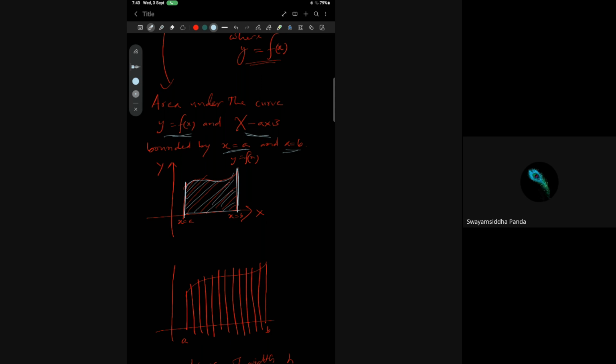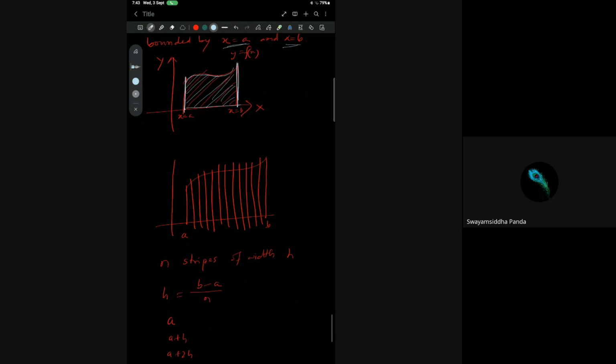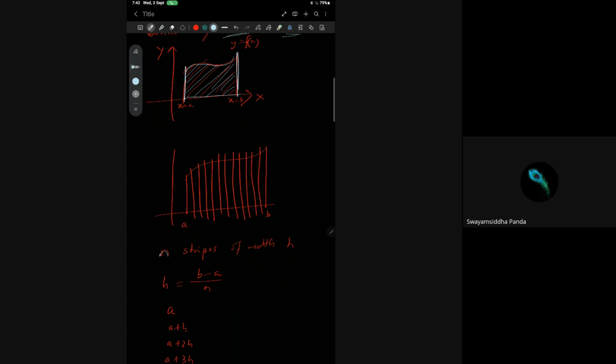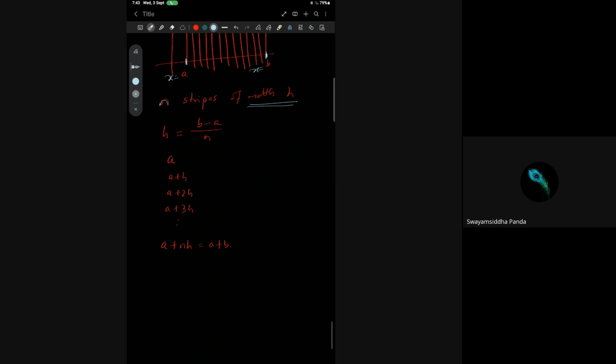I have to find this area. How will I find it? I will cut the area into small pieces, into strips. I will make n strips, each of width h. So h is b minus a by n. This is x equal to a and this is x equal to b. So my first point x1 will be equal to a, x2 would be equal to a plus h, x3 will be equal to a plus 2h, x4 will be equal to a plus 3h, up to x n plus 1, which will be equal to a plus nh.